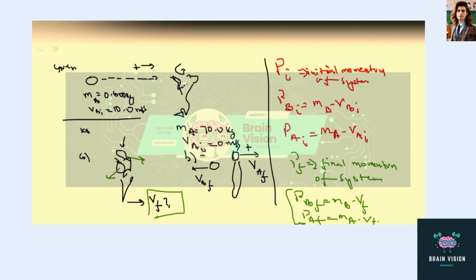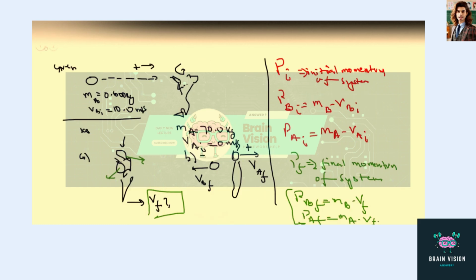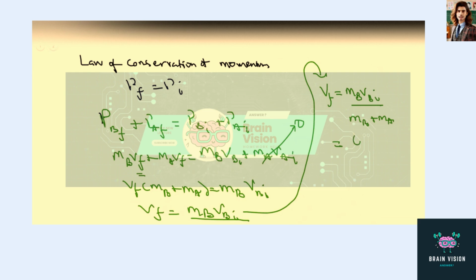We have 0.6 and 10. So the mass of the ball is 0.6 kilograms.